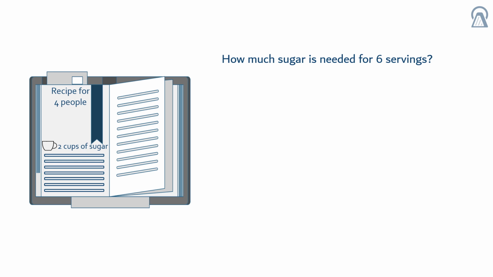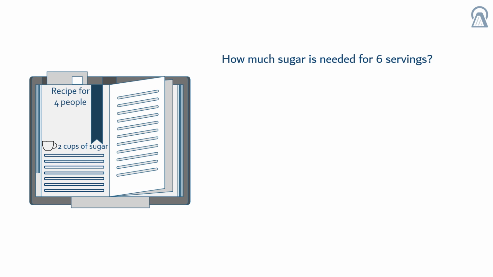So the recipe on the screen shows you that we need 2 cups of sugar for 4 people. Now a lot of you will already look at that and go, okay, I know how many cups of sugar I need for 1 person. And that's fine, that will keep things in proportion for you.